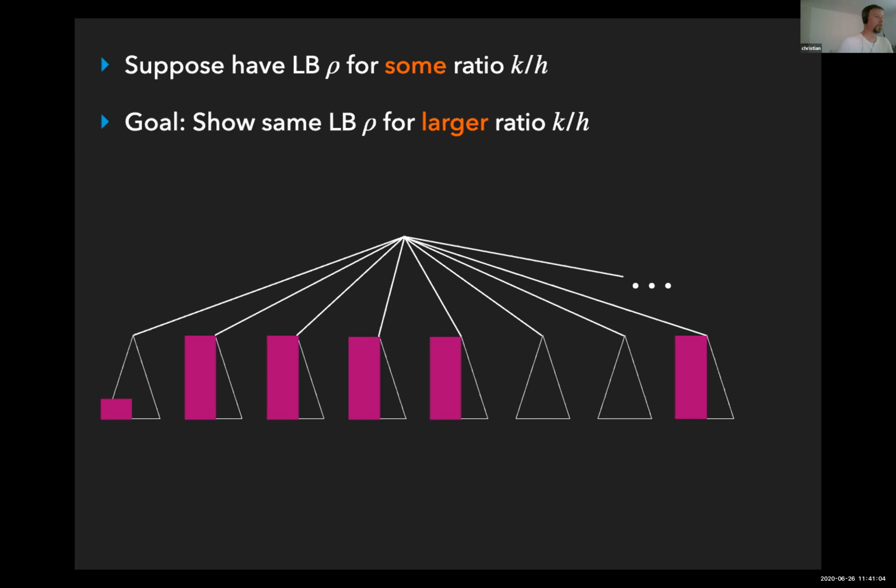The lower bounds are for randomized algorithms as well, right? Yeah, that's correct. So the lower bounds hold for both deterministic and randomized algorithms.